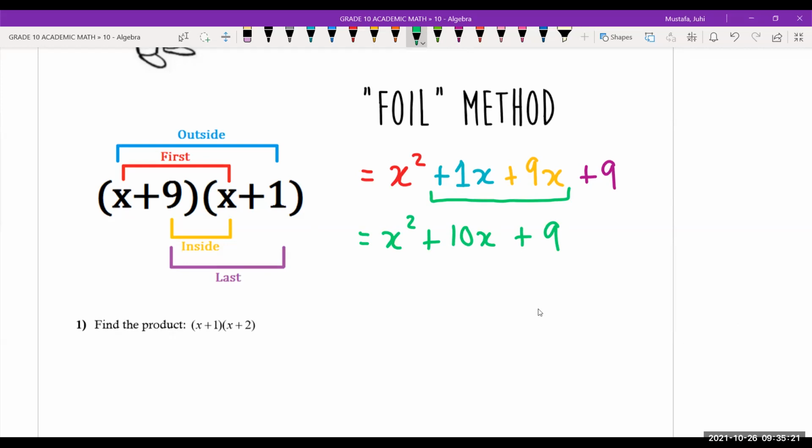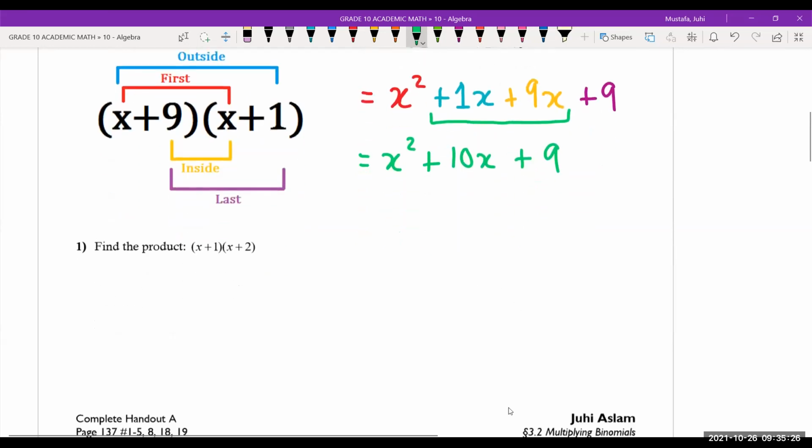Does this make sense? Any questions so far? Okay, go ahead and try question number 1 yourself while I figure out this mystery.